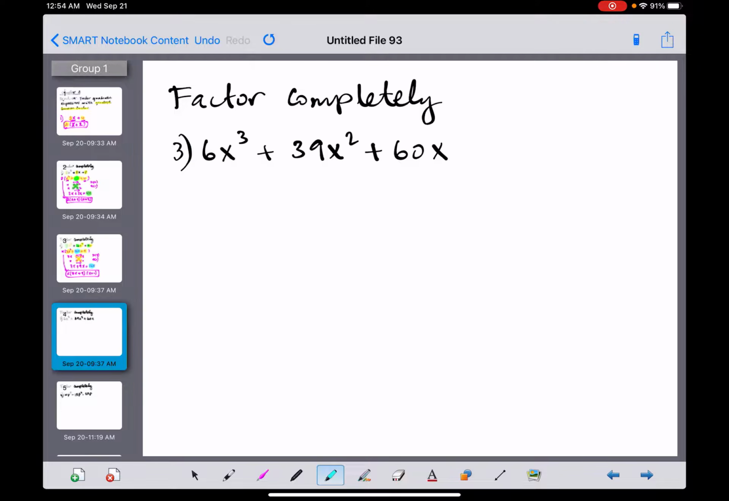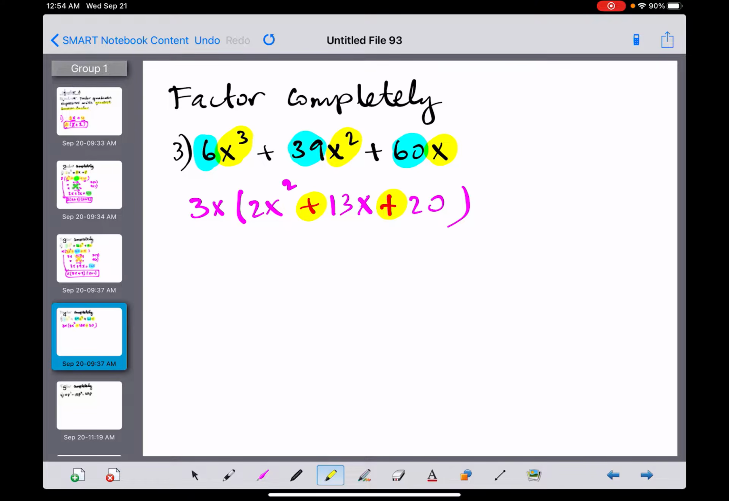So let's look at the numbers, 6, 39, and 60. So that tells me I have a 3 in common, okay? And then here, the variables x cubed, x squared, and x. That tells me I have an x in common. Okay, so this time we have a number and a variable in common. So right here I have 2x squared plus 13x plus 20. So all of these terms are positive. That tells me my factors are going to be all positive.